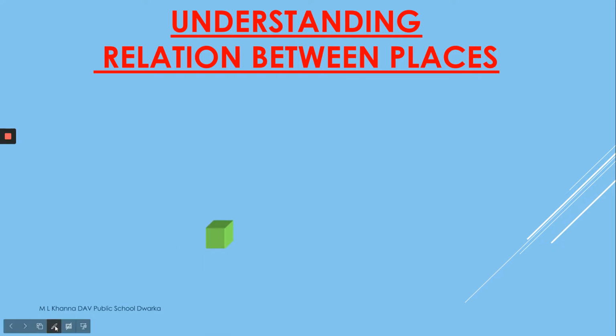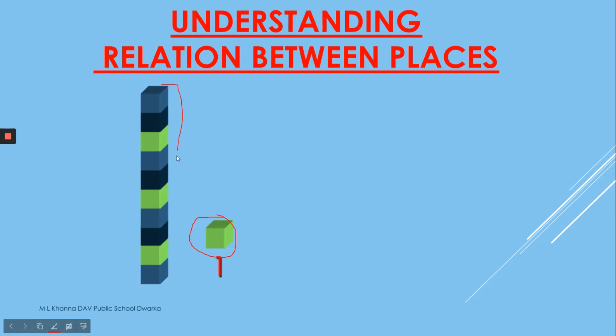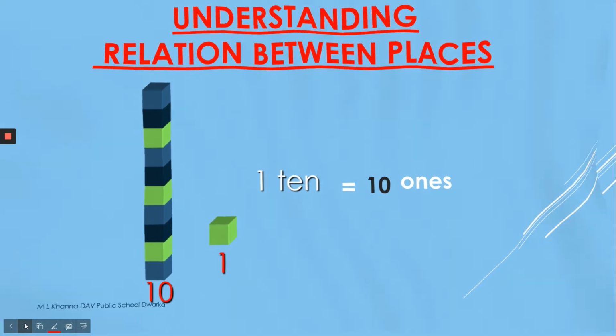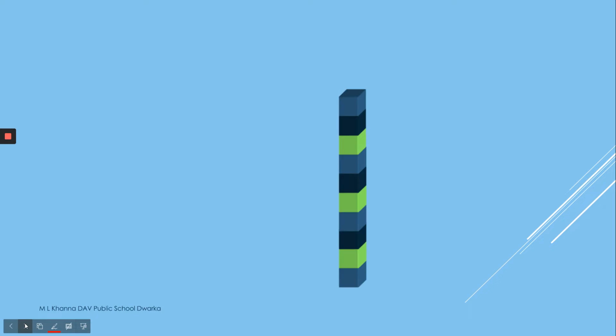Now children, this is a small cube which represents the place ones. Now when 10 such cubes are joined, it forms a stick, and this stick is represented by the place tens. Now tell me children, 10 is equal to how many ones? Yes, 10 ones. Now this is 10.